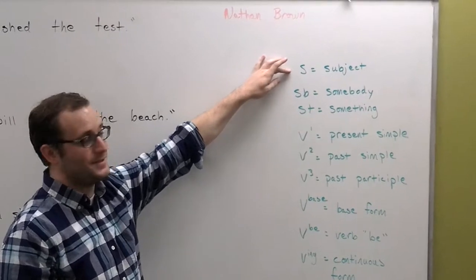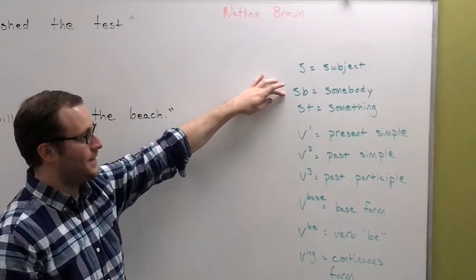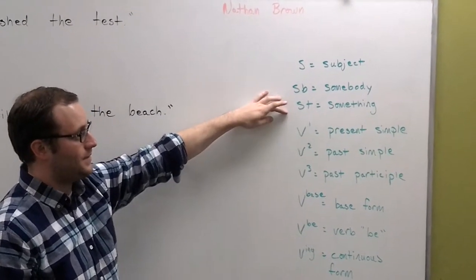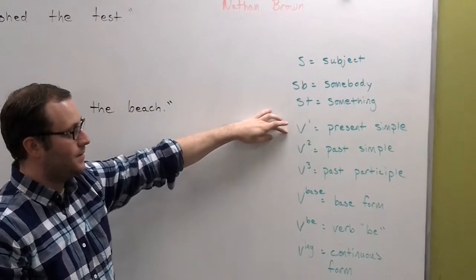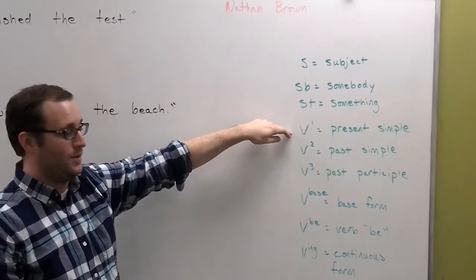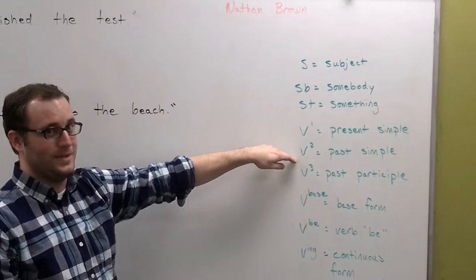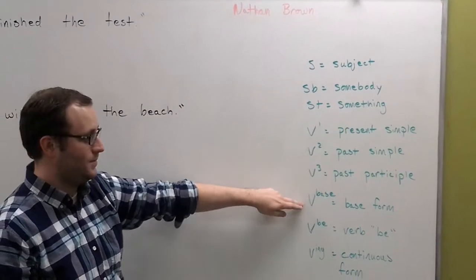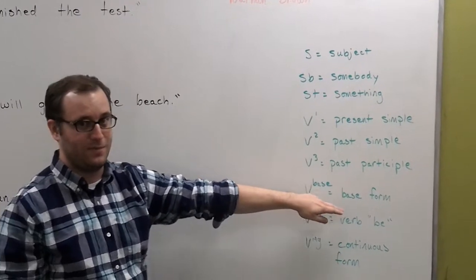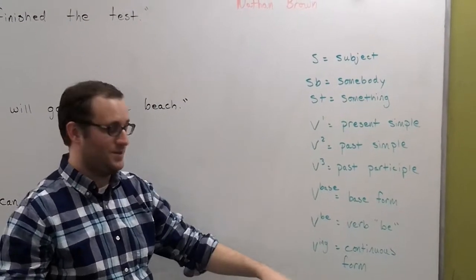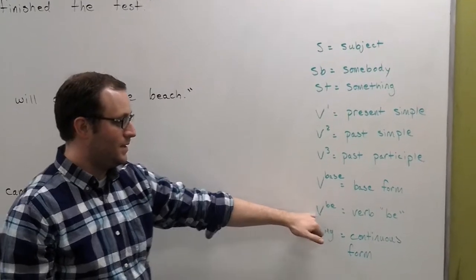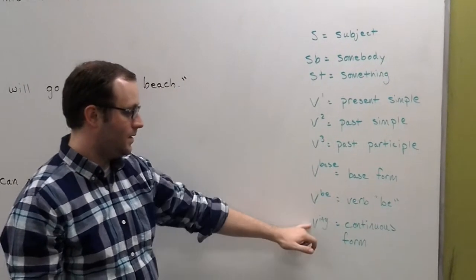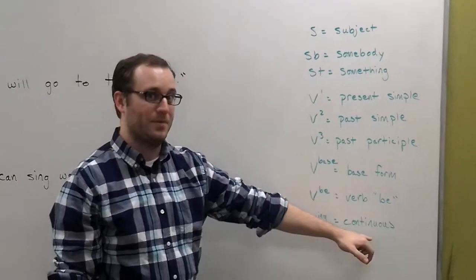So if you see an S, it means subject. SB is somebody. ST is something. V1 means the present simple form of the verb. V2 means the past simple form of the verb. V3 is the past participle. V base means the base form of the verb, so we don't add anything to it. VB means the verb be. VING means the continuous form of the verb.